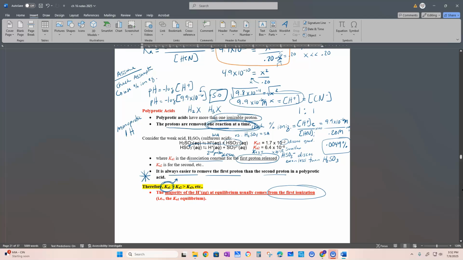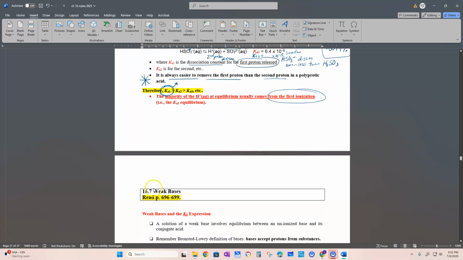I'm going to show you the Ka chart when we do sample problems from the book. But before we get to the second part of the beast, I'll see you on the next one.